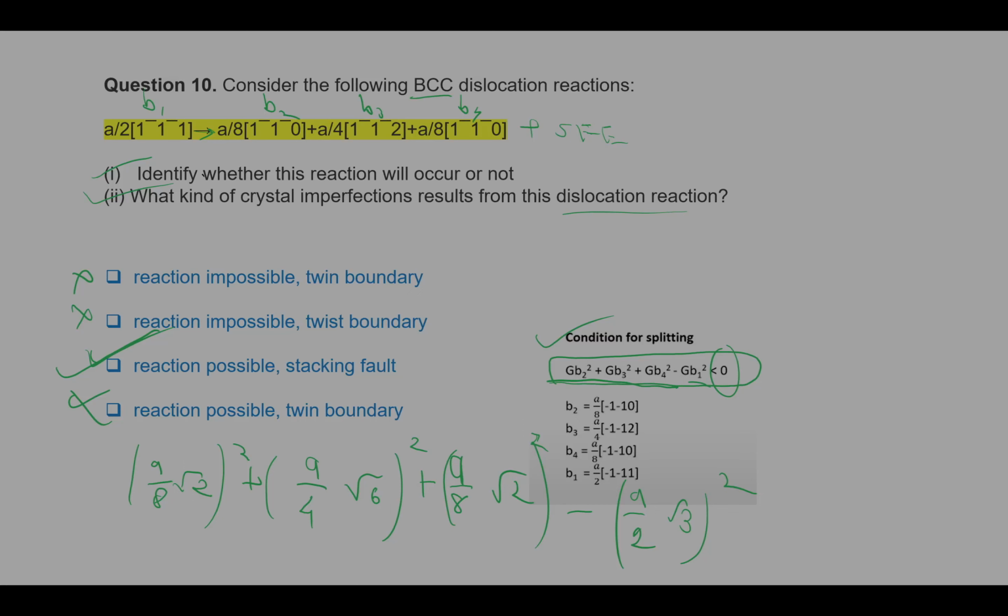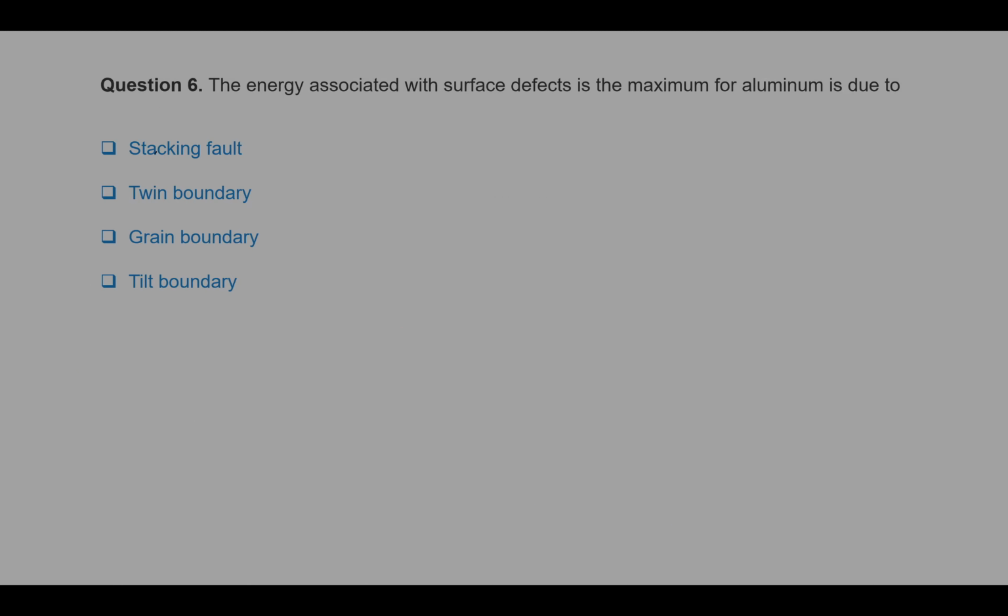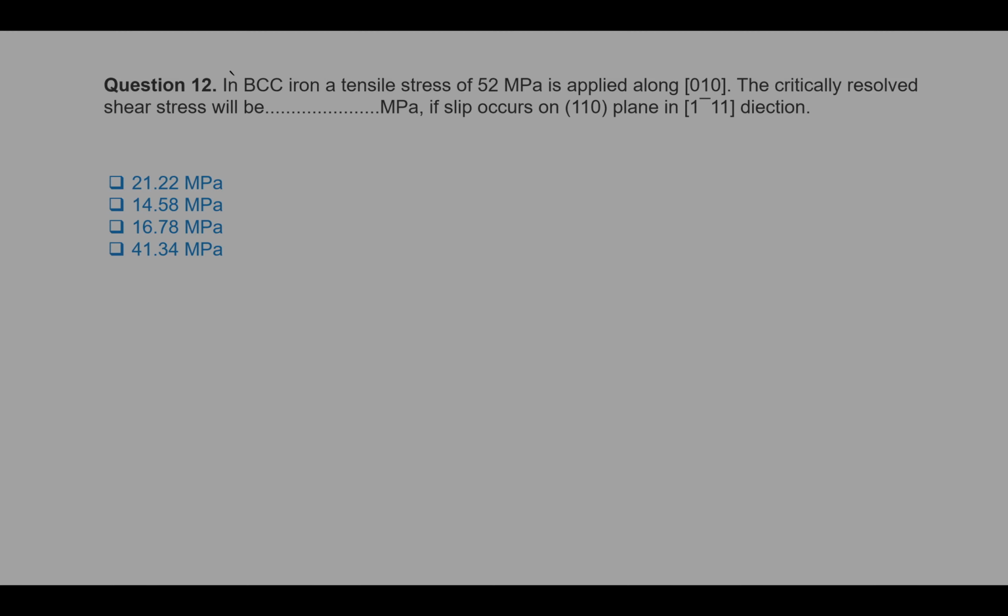And in the previous lecture, I actually explained one question wrong. This one: the energy associated with the surface defects is maximum for aluminum due to grain boundary. That will be the answer, not twin boundary, not stacking fault. Twin boundary is associated with stacking fault, but not here. A stacking fault is not applicable. So the grain boundary is a region.